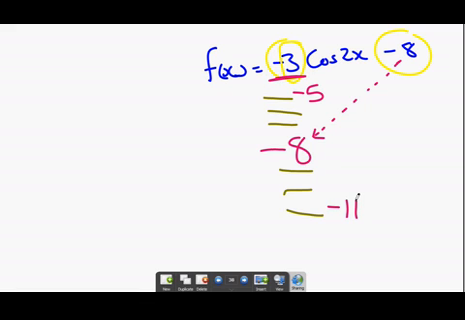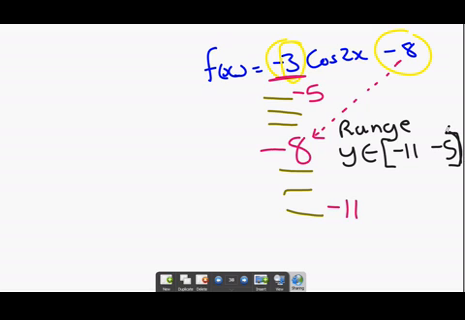And now, if I want to find my range, the range will be y is an element of minus 11 to minus 5. They are square brackets. So it's very easy.